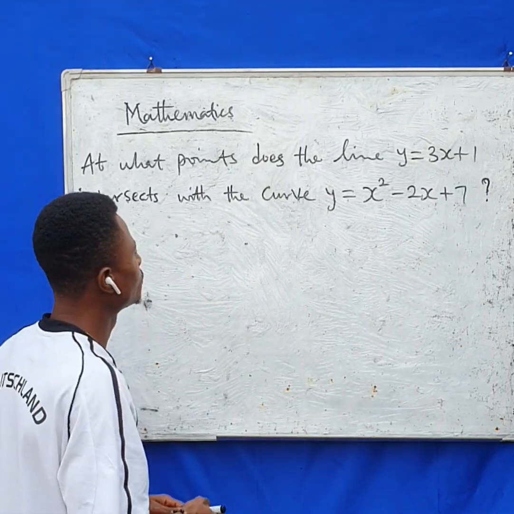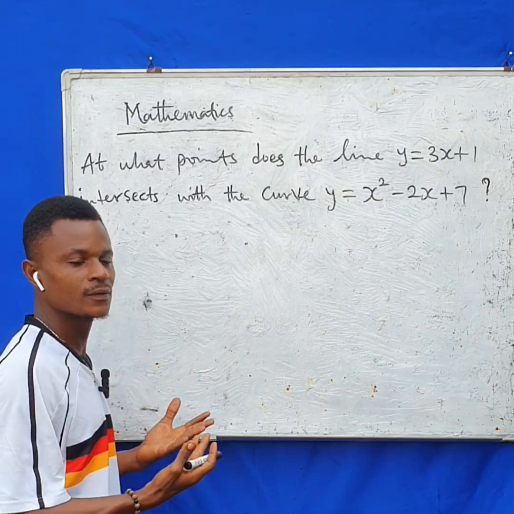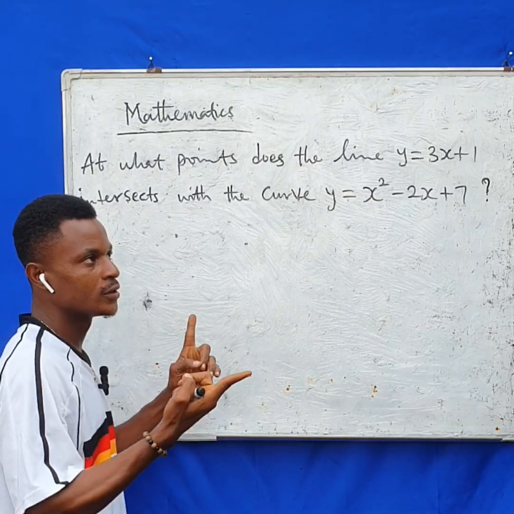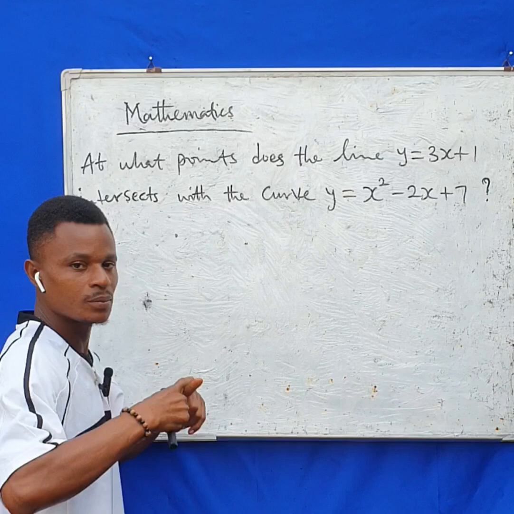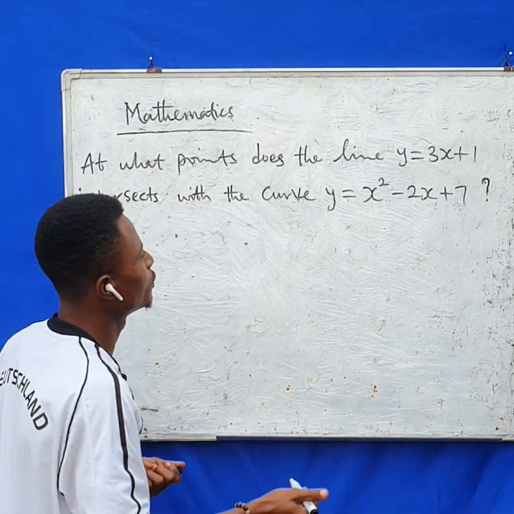To solve this problem, this is the first thing you need to know. You need to know what it means for something to intersect. For something to intersect, it means they meet at a point. The point of intersection is what we are asked to find. So how do you now solve this?